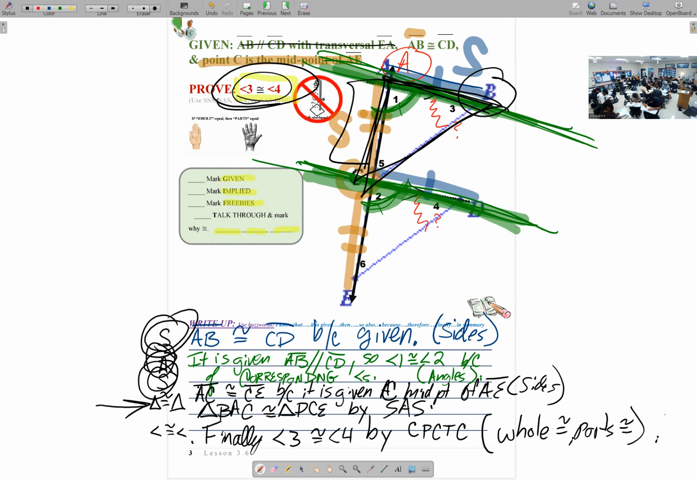Okay, we're trying to prove this by showing which triangle is congruent to this triangle, and by which shortcut. So that's the direction. You start with which angles are congruent. So which angles are congruent? No, that's your target.